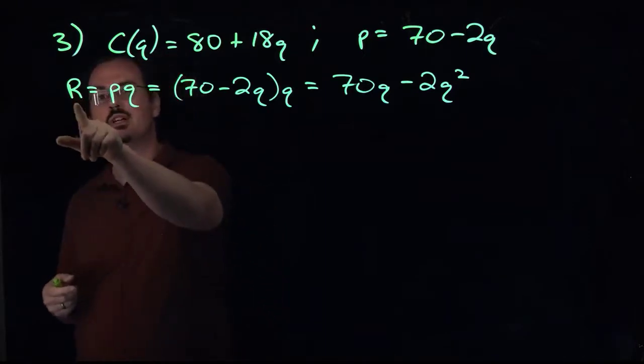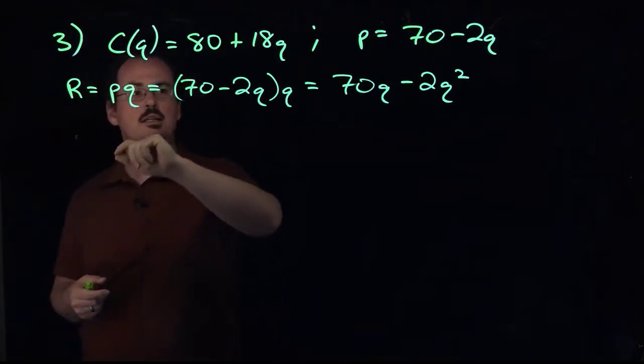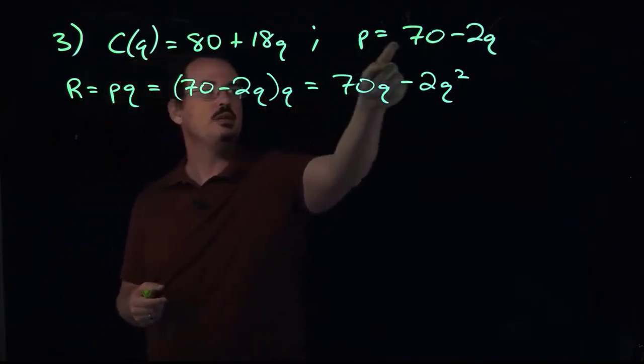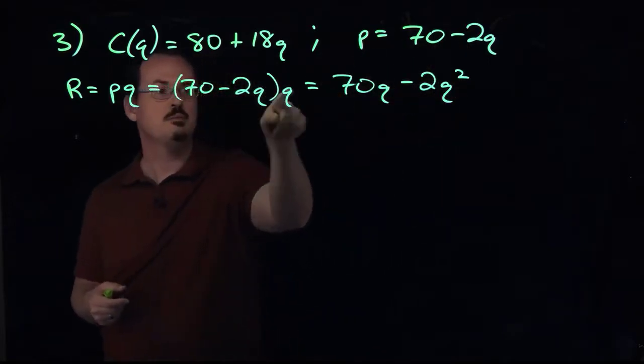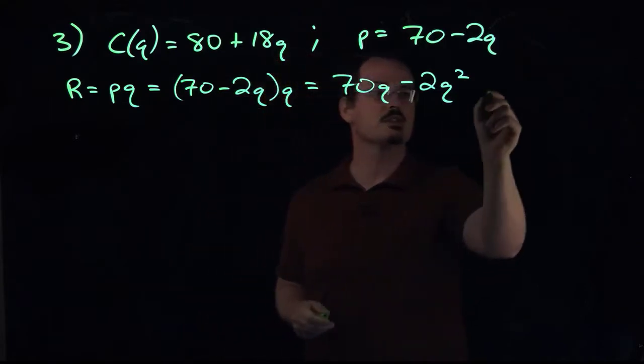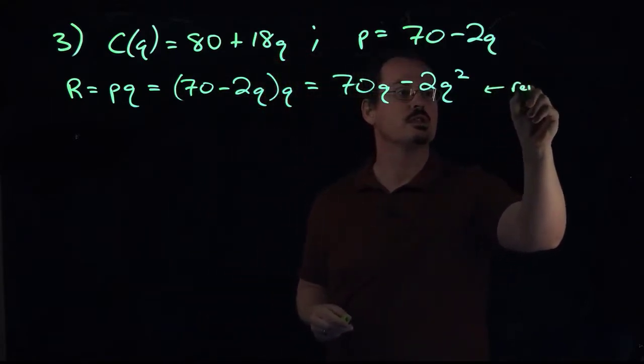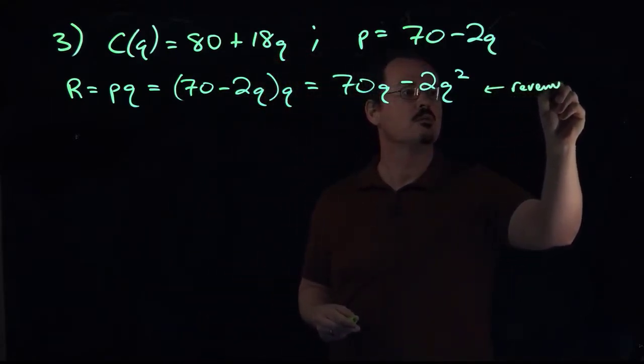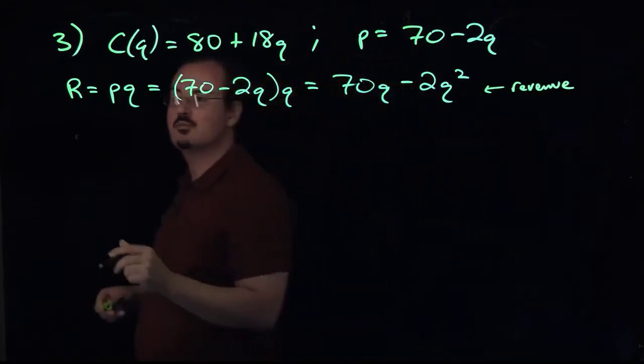So revenue is defined to be price times quantity. So we have the price, that's the little p, times q, p times q. Distribute the q, we get this. So this, again, is the revenue function. That's revenue. And then once we know revenue, we can find profit.